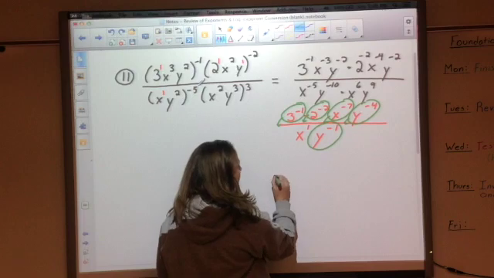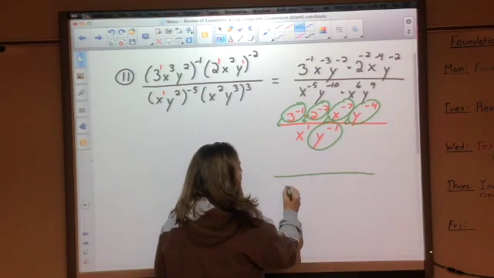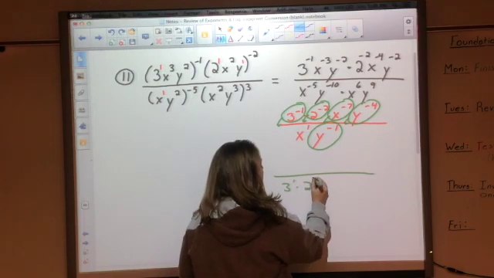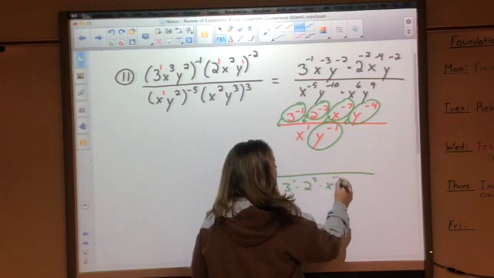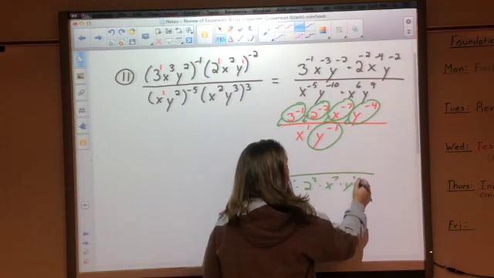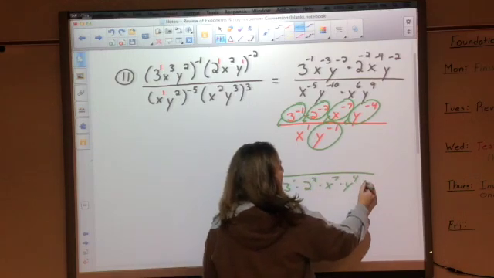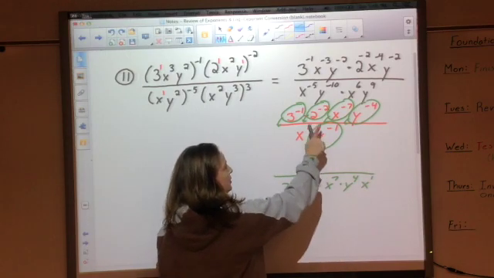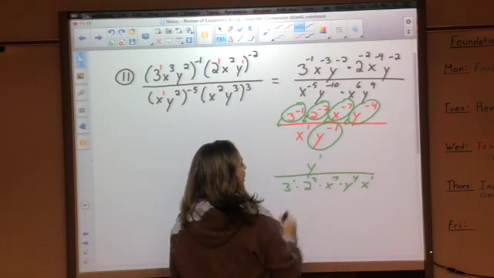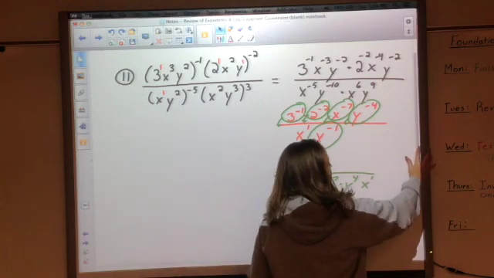So if we move this down, we're going to have 3 to the first times 2 to the second times x to the 7th times y to the 4th. Then this gets to stay on the bottom as x to the first, and this moves up to the top, y to the first. Then we simplify.